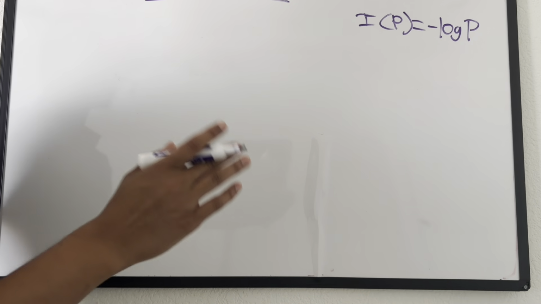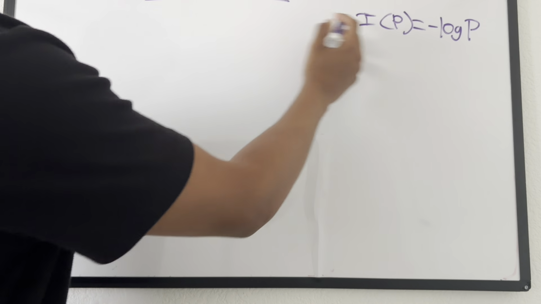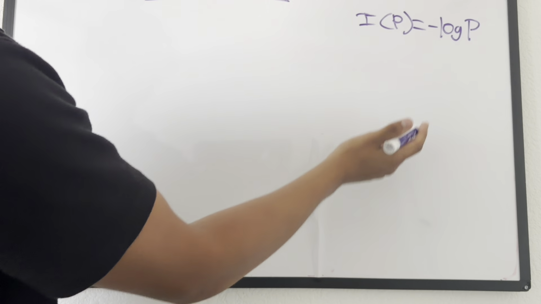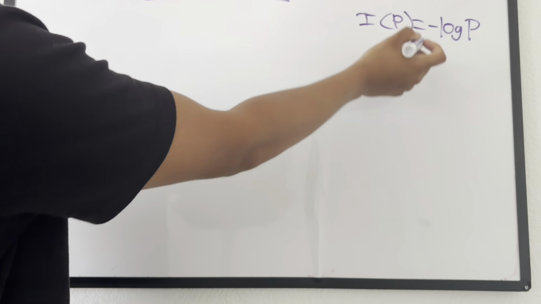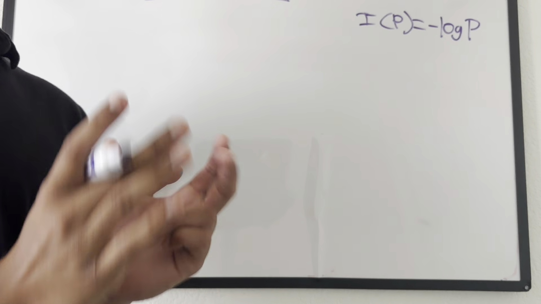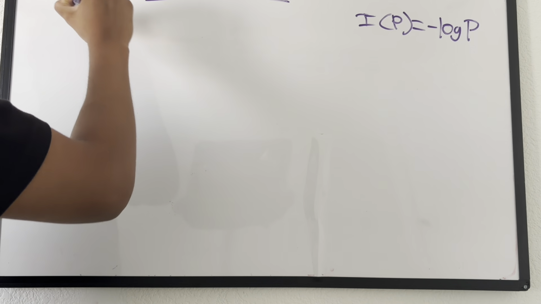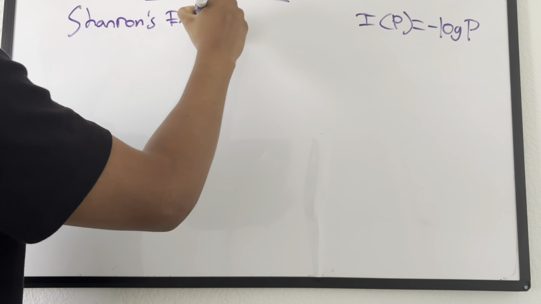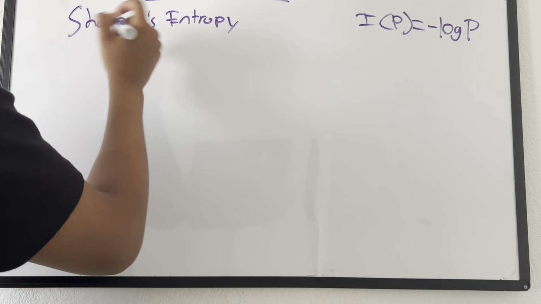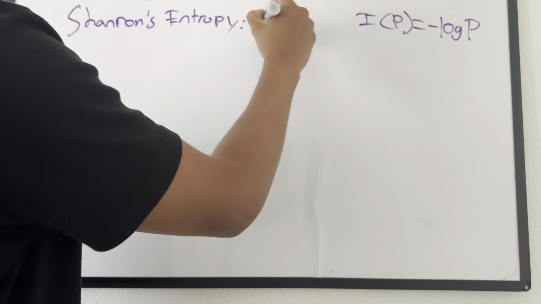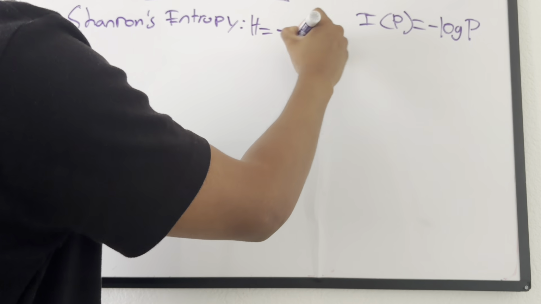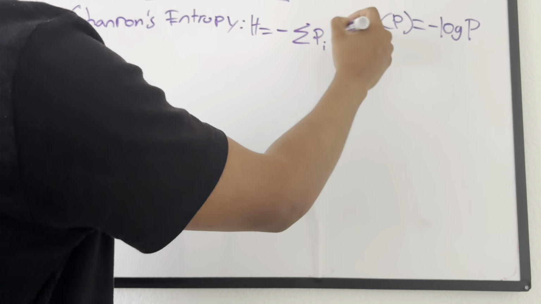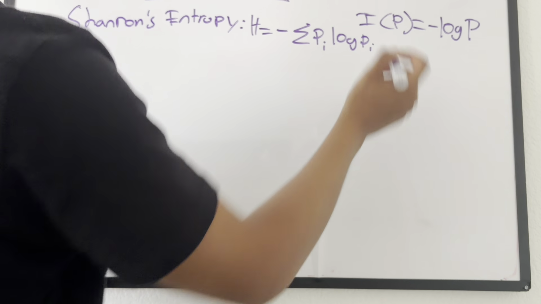Okay, so in the last video, we essentially went over this equation and how we come up with this equation of information as a function of probability equal to negative log of probability. Please understand this before we move on with the next concept. Now, the next concept we're going to be talking about is what's called entropy, specifically Shannon's entropy. And this is given by the equation H equals negative summation of Pi log Pi.